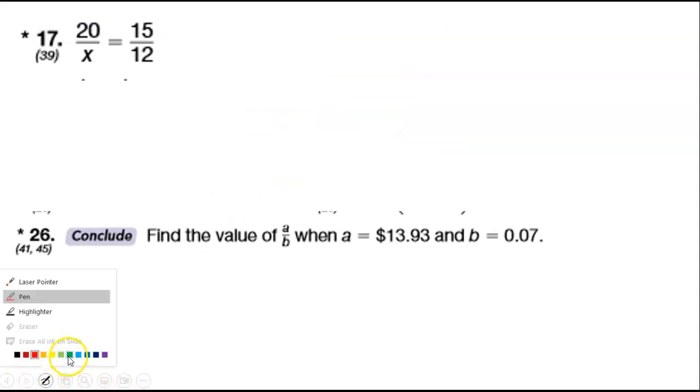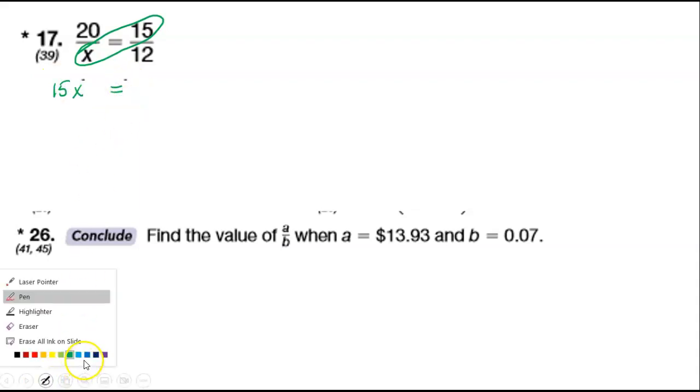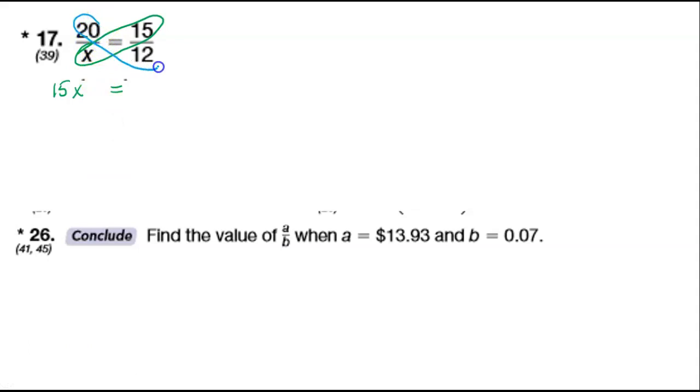Okay, let me change colors. We're going to do cross multiply butterfly. So I have 15 times x. I bring my equals down. And then I have 20 times 12. So I'm just going to write that out, and then I'm going to do it on my calculator. So the 15x isn't going to do anything yet. And where's the equals? 20 times 12, I think it's 240. Yep, okay, 240. Now to solve for x, I have to divide. 15/15 is 1. 240 divided by 15 is 16. And that's my answer.